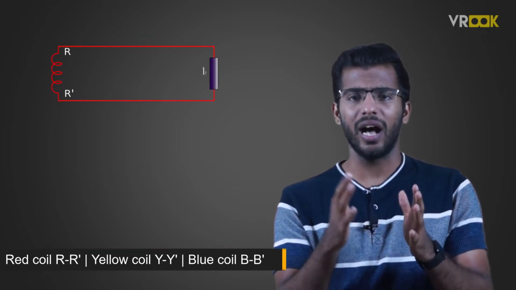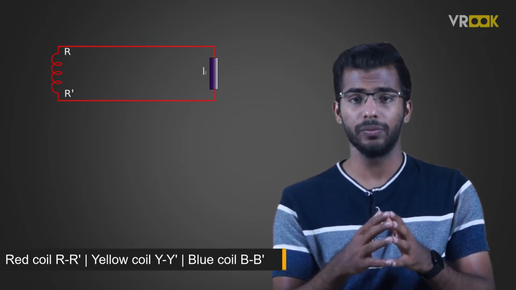In this video, we look at the types of three-phase connection. In the last video, we saw the generation of three-phase current using three separate coils. If we take out each coil and connect them across a load, it will be easy to understand. So, we have the red coil R connected to some load.